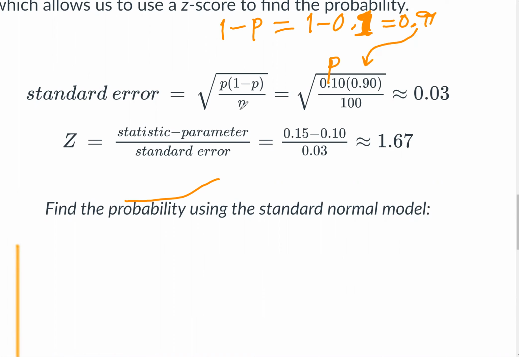And then the denominator is n, your sample size, 100. Just type that in your calculator, 0.1 multiplied by 0.9, whatever you get, 0.09. Divide it by 100, take that square root, you get 0.03.